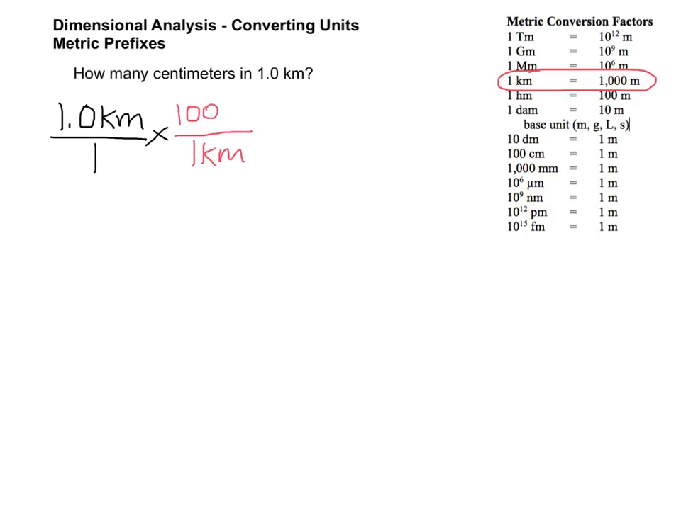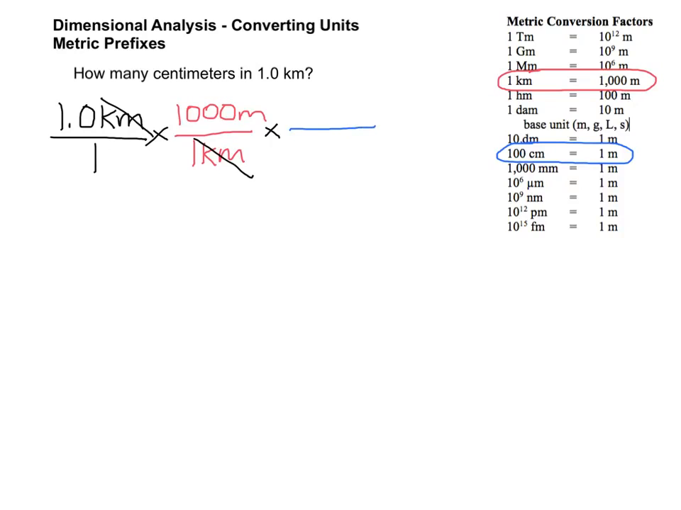As you can see, now we are able to cancel the unit of kilometers. But we're not done. We still have to get out of the unit of meters and into our final unit of centimeters. So we're going to look here in our metric conversion factor table and identify the conversion factor that we need. And in this case, it's 100 centimeters is equal to 1 meter. We're going to enter that conversion factor in the next step.